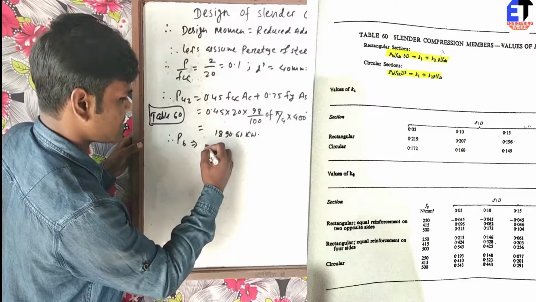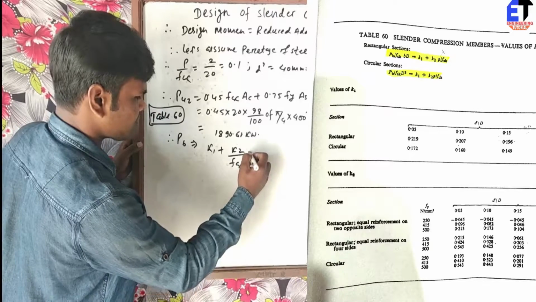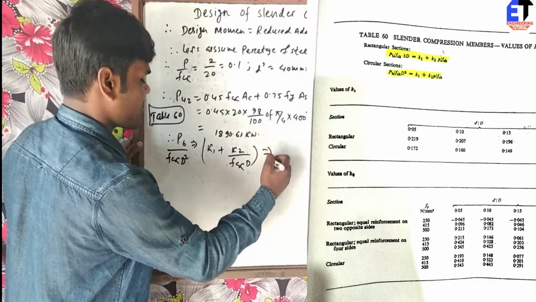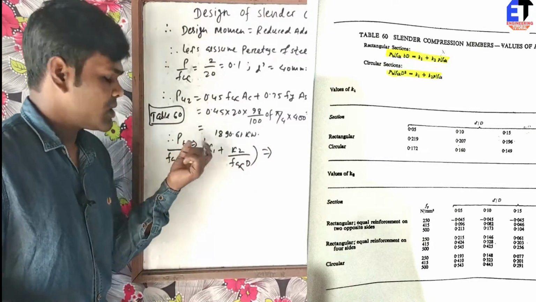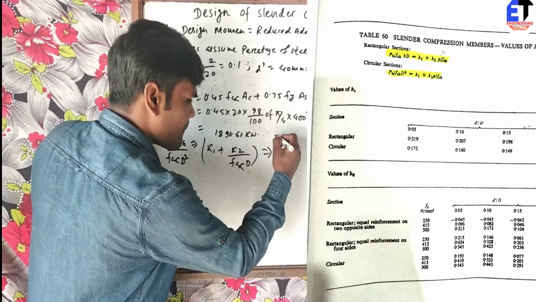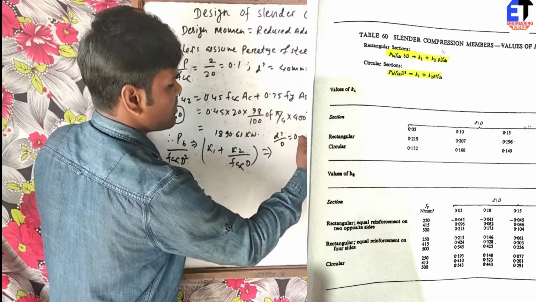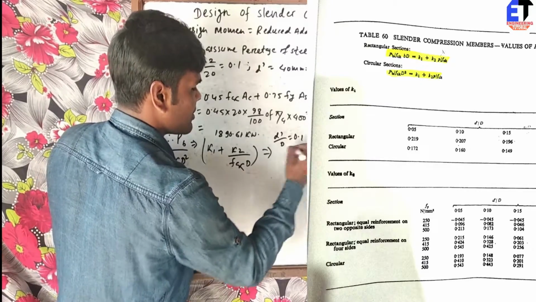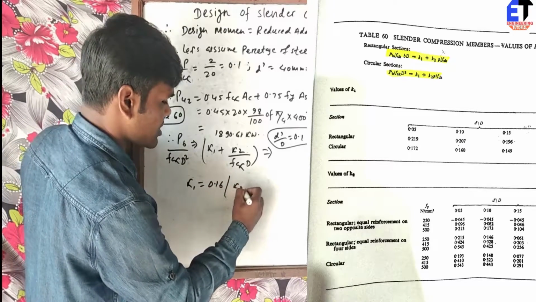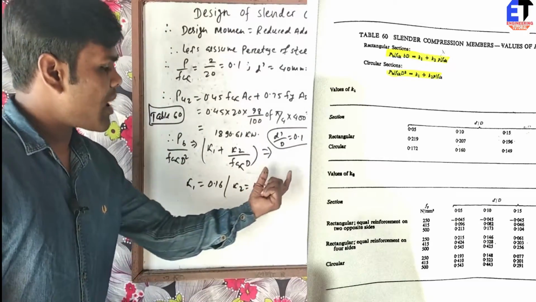The expression for Pb is k1 plus k2 p divided by fck, into fck D squared. So what is the value of k1 and k2? You can see in the IS code, Table 30. For the ratio d dash by D equal to 0.1 and Fe 415, the value of k1 is 0.16 and k2 is 0.323. I hope you have found such values.